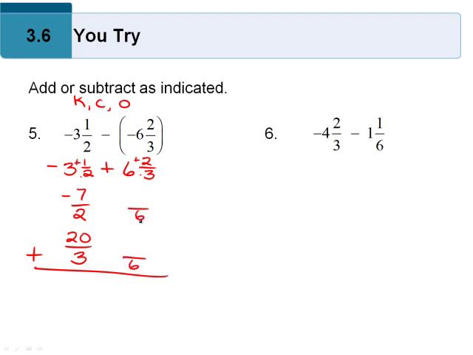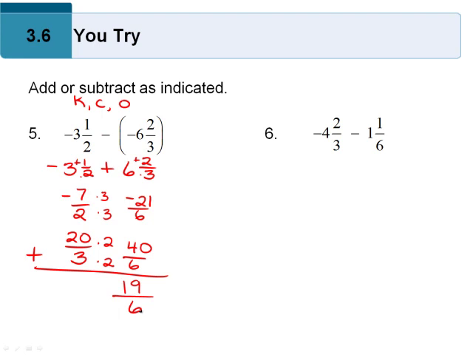Okay, so do the same process we've been doing. 6 divided by 2 is 3. So negative 7 times 3 would be negative 21. And then on the bottom fraction, 6 divided by 3 is 2. So multiply by 2 on top, that would be 40. Okay? Now, the signs are different on our numerators. So we have to subtract and keep the sign of the bigger number, so we know it's going to be a positive. And if you subtract 40 minus 21, you're going to get 19 over 6.